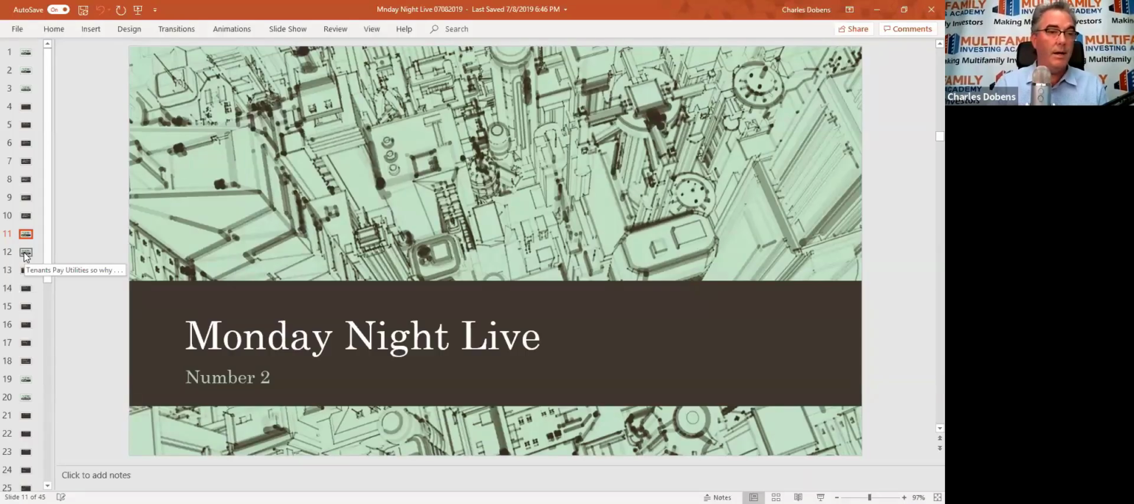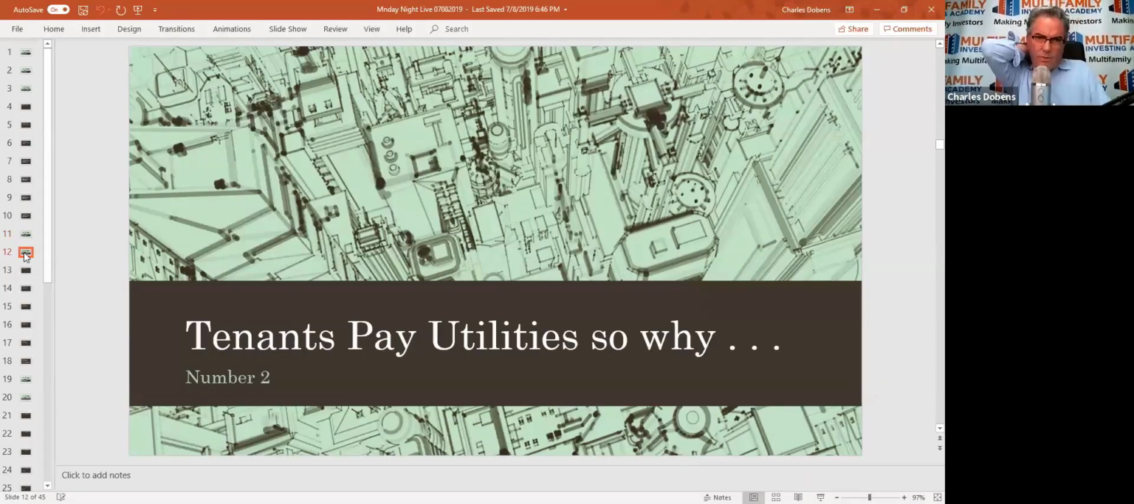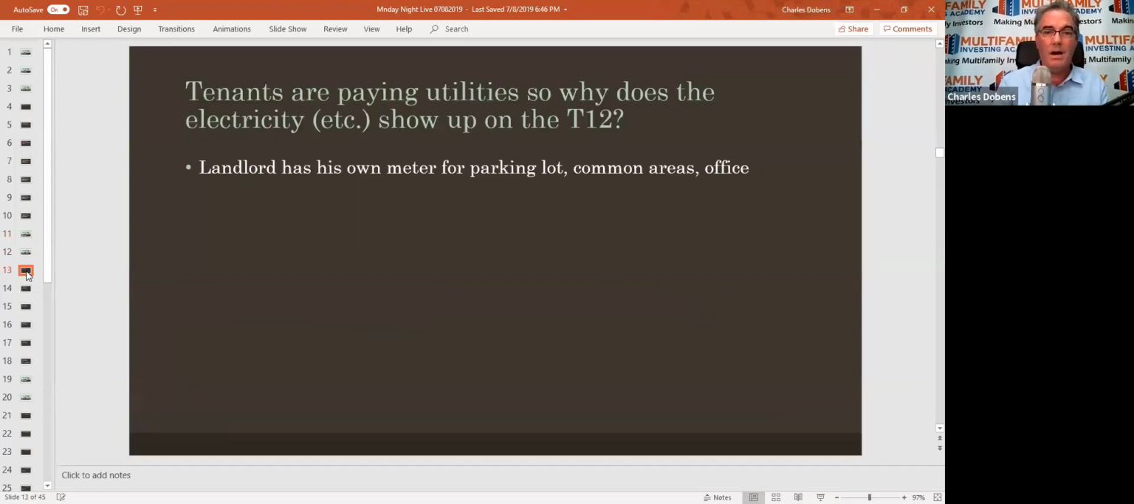This came up recently, and actually I saw this one in one of the chat boxes. Tenants pay utilities, so why does the electricity and other things show up on the T12? In other words, why is the property paying the electric bill if the tenants pay the electricity? Well, for a lot of reasons.